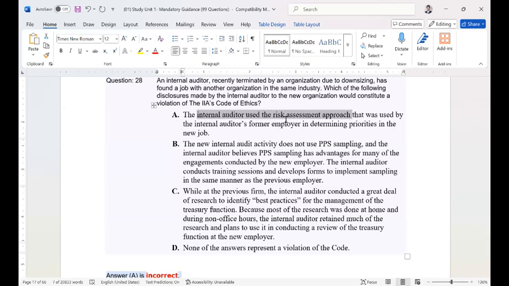This happens. And see, while at the previous firm, the internal auditor conducted a great deal of research to identify best practices for the management of the treasury function. Because most of the research is done at home. The internal auditor retained much of the research and plans to use it in conducting a review of the treasury by the new employer.